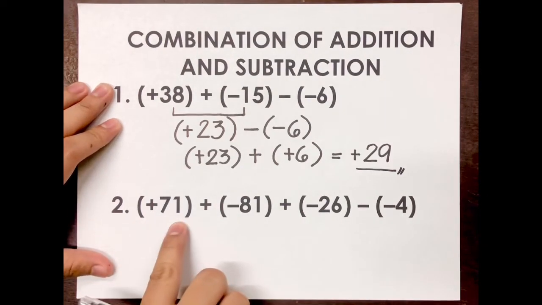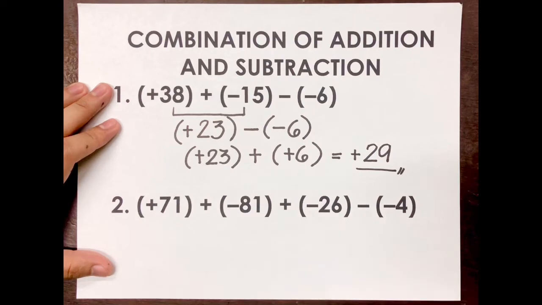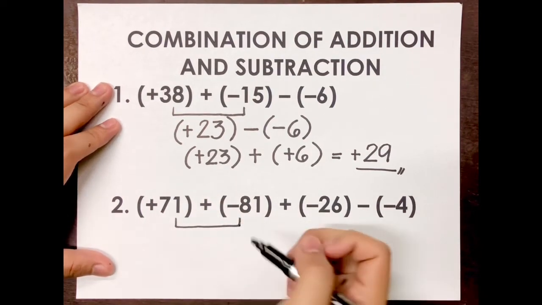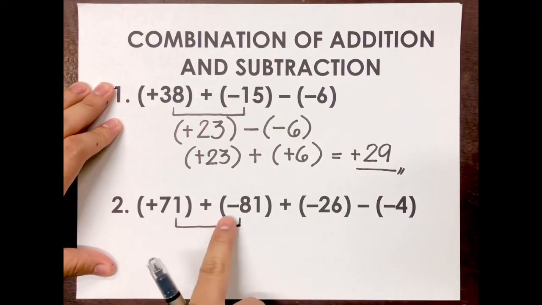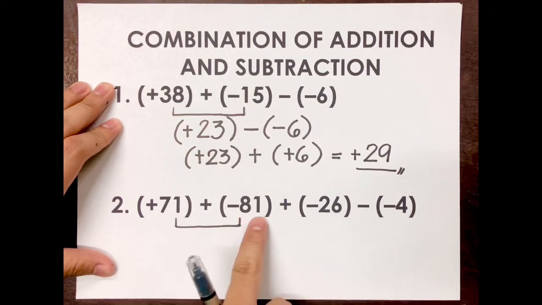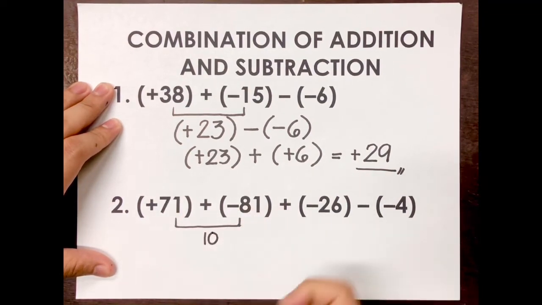For the next problem, we have positive 71 plus negative 81 plus negative 26 minus negative 4. Again, focus on the first two integers. We have positive 71 plus negative 81. They are of different signs, so we subtract their absolute values. 81 minus 71 is 10.